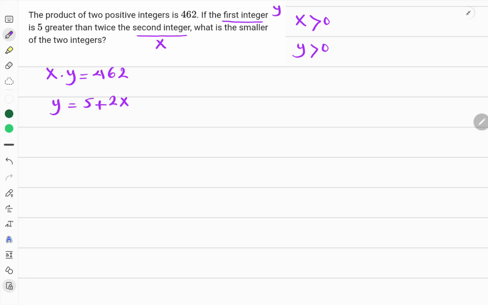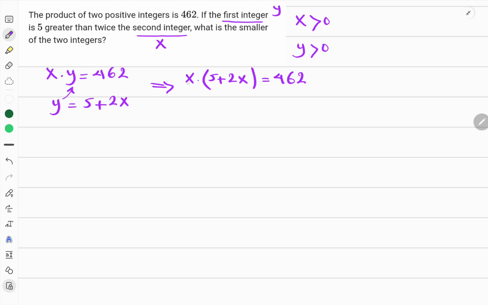Okay. I just want to substitute the value of y, which is 5 plus 2x, in the first equation, because instead of y, you can use an expression with x, and in fact, you are eliminating one variable, which is y, and you only have the x variable, which is really simple to solve the equation. So x times y, which is 5 plus 2x, equals 462.